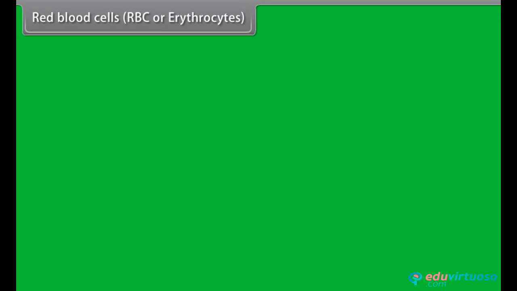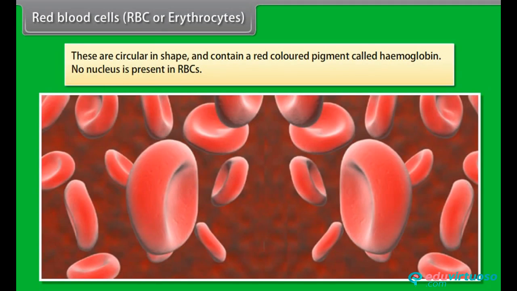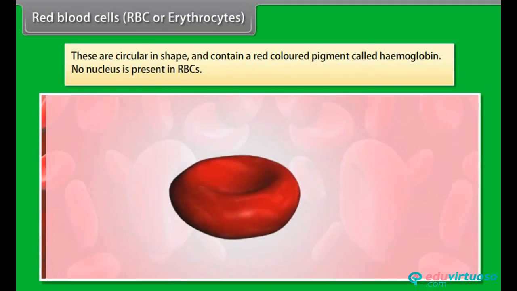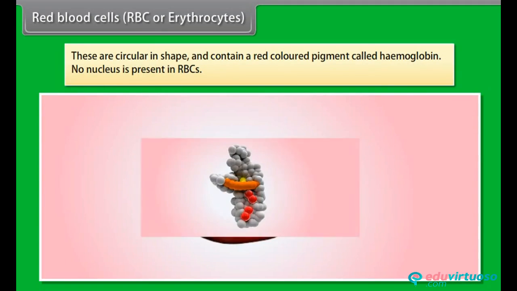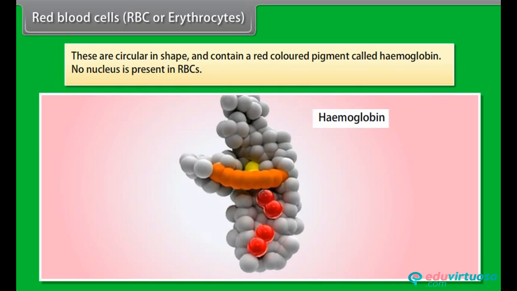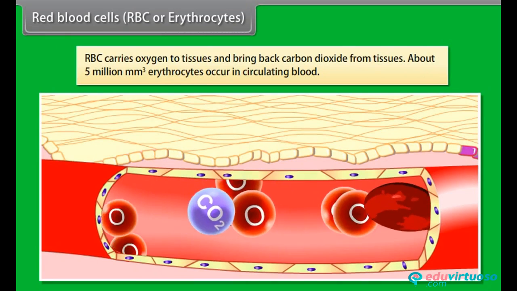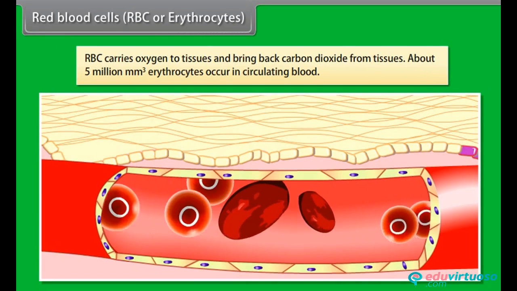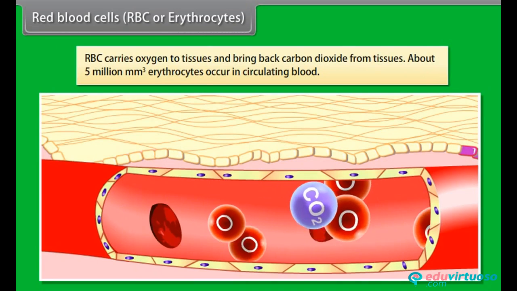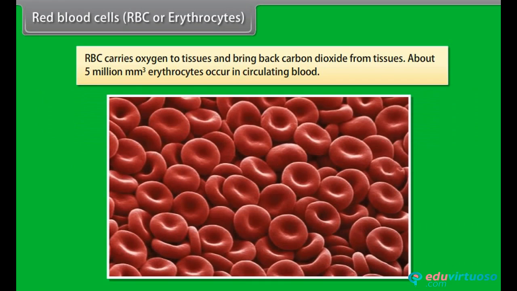Red blood cells, RBC, or erythrocytes. These are circular in shape and contain a red-colored pigment called hemoglobin. No nucleus is present in RBCs. RBC carries oxygen to tissues and brings back carbon dioxide from tissues. About 5 million per mm³ erythrocytes occur in circulating blood.